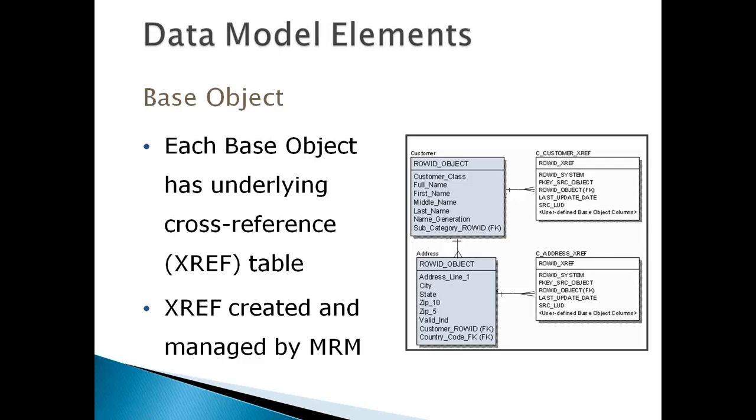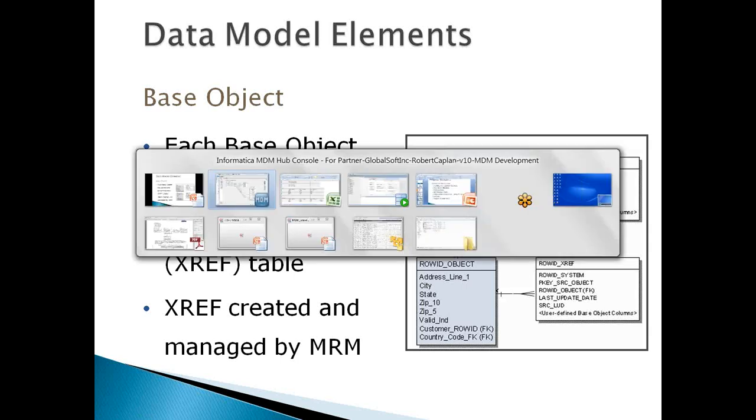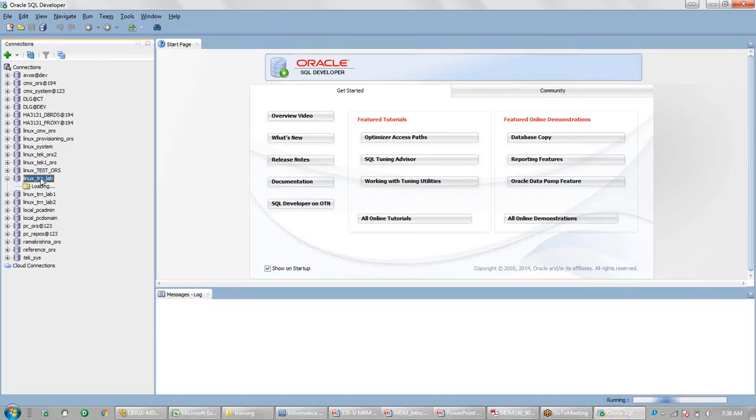So that was about the 5 important columns that we have in the cross reference table, which is associated with the base object. And let me quickly open this SQL Developer. I'll just show you the tables again.